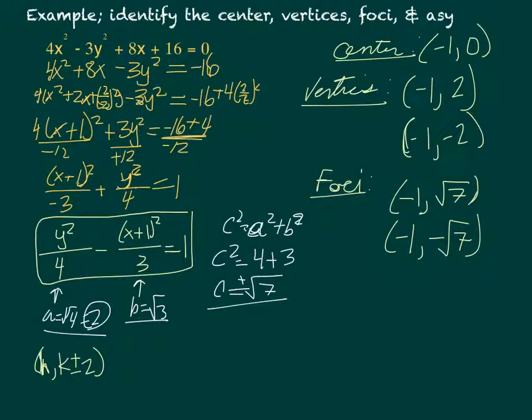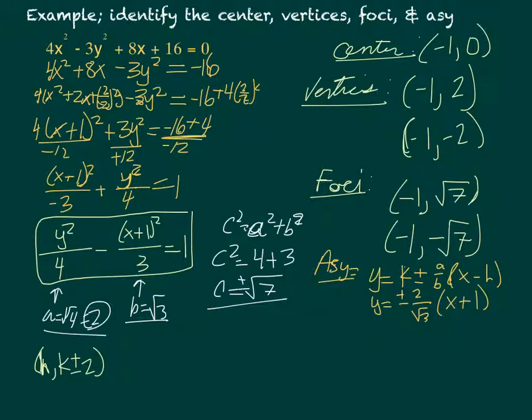And then finally, the asymptotes. The asymptotes are probably the most difficult, but if you remember the formula, you'll be fine. Y equals K plus or minus. In this case, it is a vertical because my Y is the first one, so it's A over B, X minus H. Put in what I know. Y equals 0 plus or minus. My A is 2. My B is the square root of 3. X plus 1.